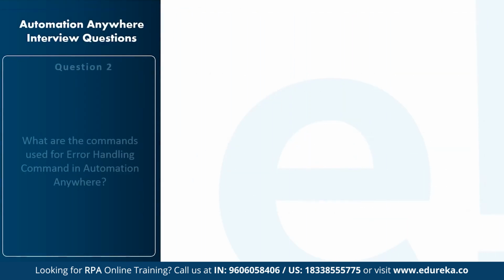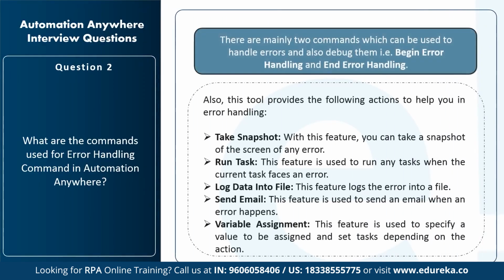Now moving on to the next question: what are the commands used for error handling in Automation Anywhere? There are mainly two commands which can be used to handle errors and also debug them, that is Begin Error Handling and End Error Handling. So these are the two commands that are used in error handling.